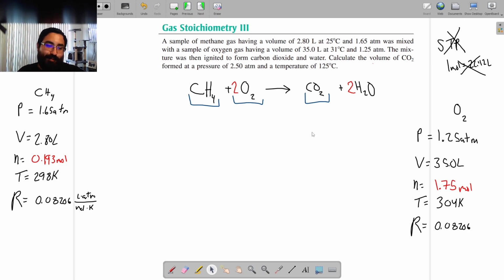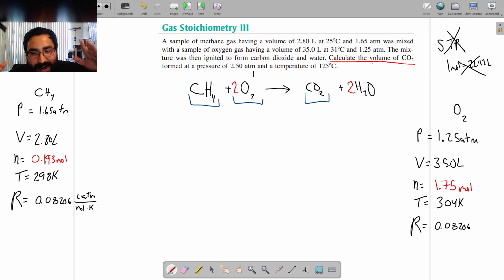All right, we still got work to do. Let's look at what they asked for. It says calculate the volume of CO2. All right, we don't even have the moles of CO2. We actually have a little bit of an issue. We have moles of CH4, we have moles of O2, and we got to figure out the moles of CO2. So what we're going to do is two separate problems, and it becomes a limiting reactant type problem.